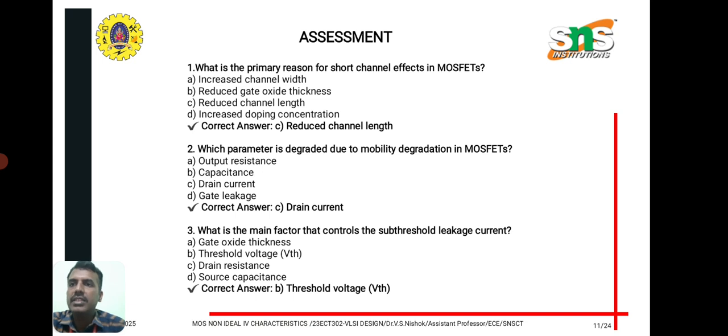Based on this topic, we have an assessment part. What is the primary reason for short channel effects in MOSFET? Reduced channel length. Which parameter is degraded due to mobility degradation? That is drain current. What is the main factor that controls subthreshold leakage current? Threshold voltage.